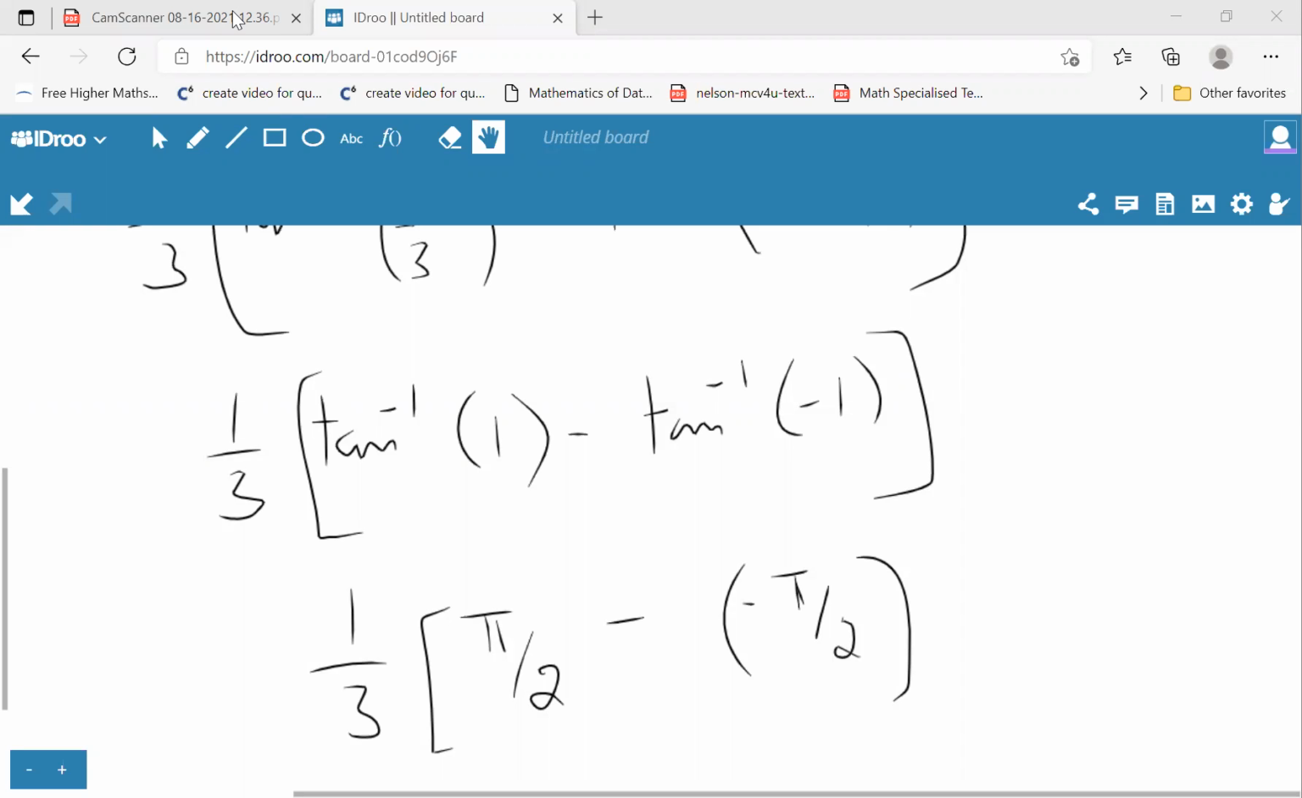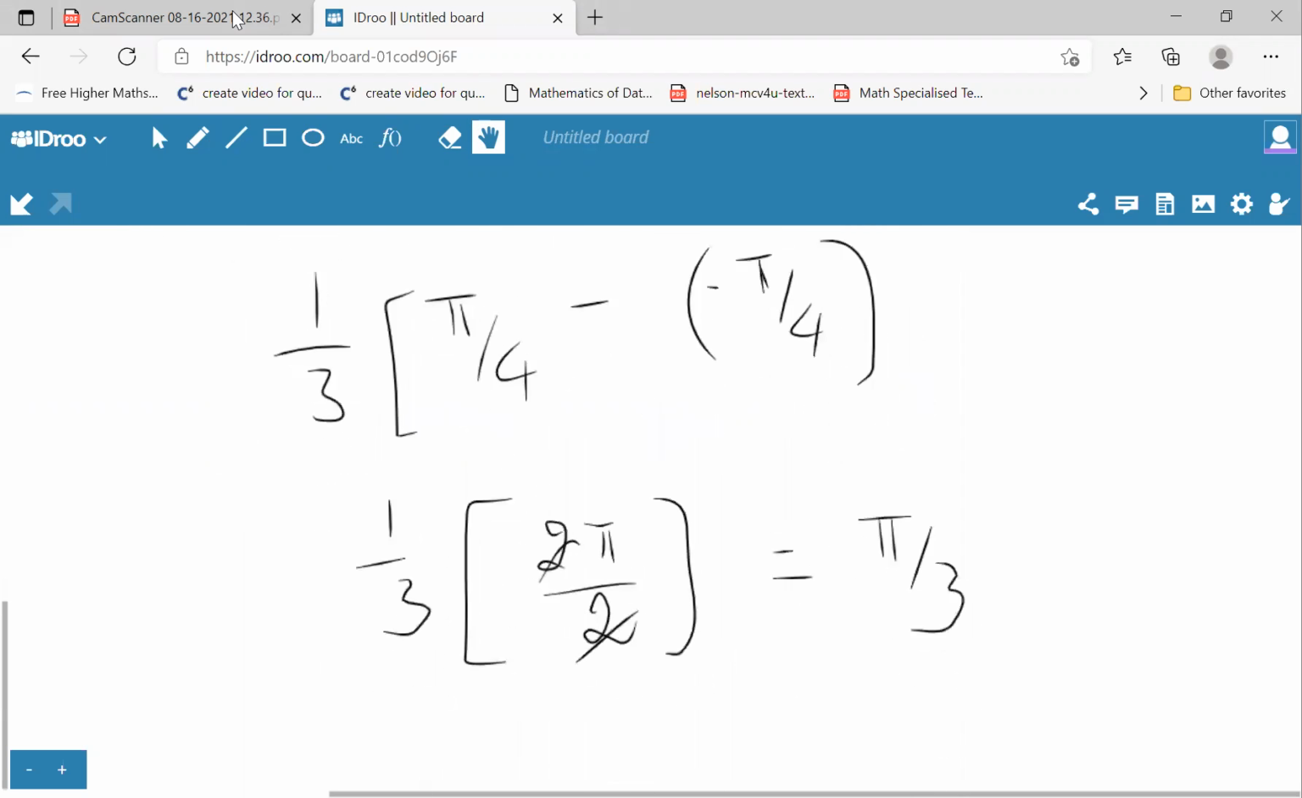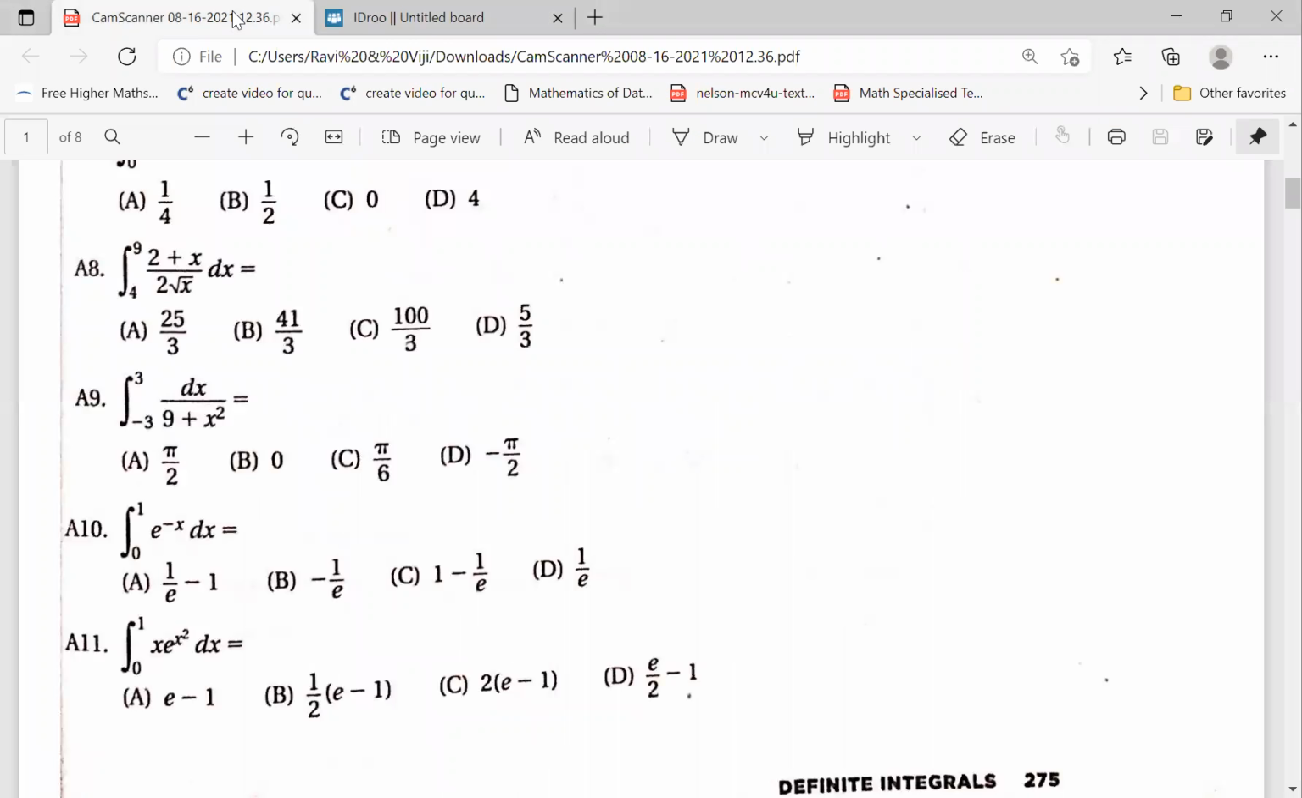Sorry, children, tan inverse of 1 is pi by 4. I made a mistake again. Tan inverse of 1 is pi by 4, minus pi by 4. So that would give you again 2 pi by 4, which is nothing but pi by 2, which is equal to pi by 6. So you have to be careful with every single term. Okay, so the answer is pi by 6. So you can see the option C is the correct answer.